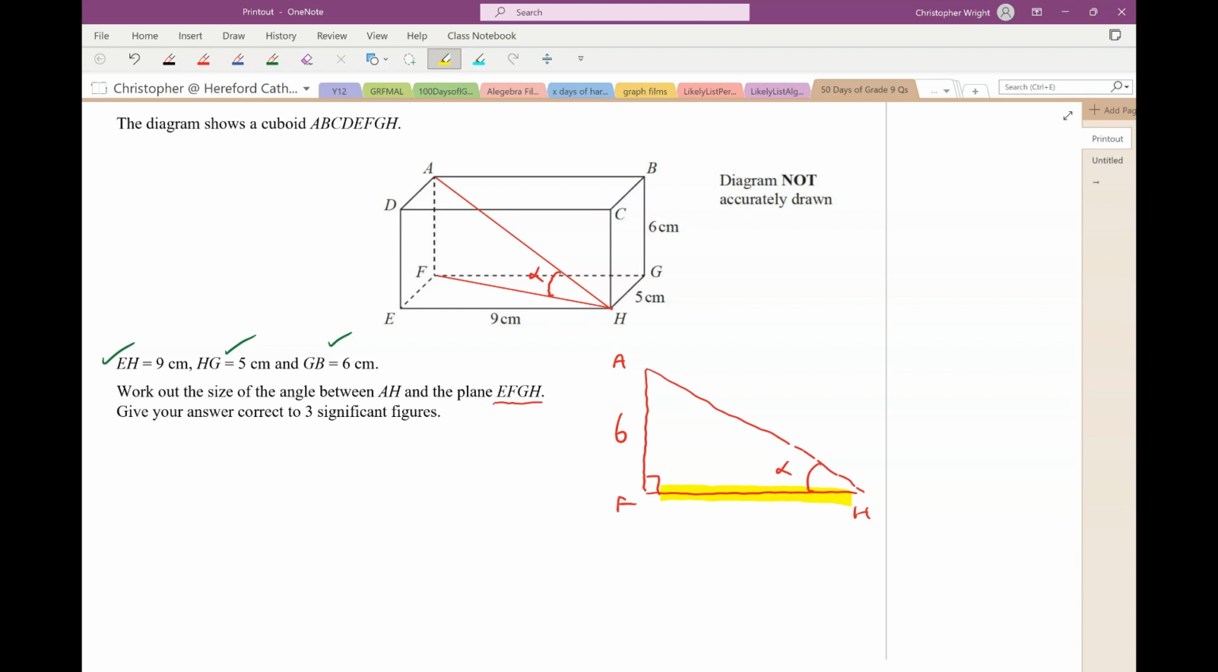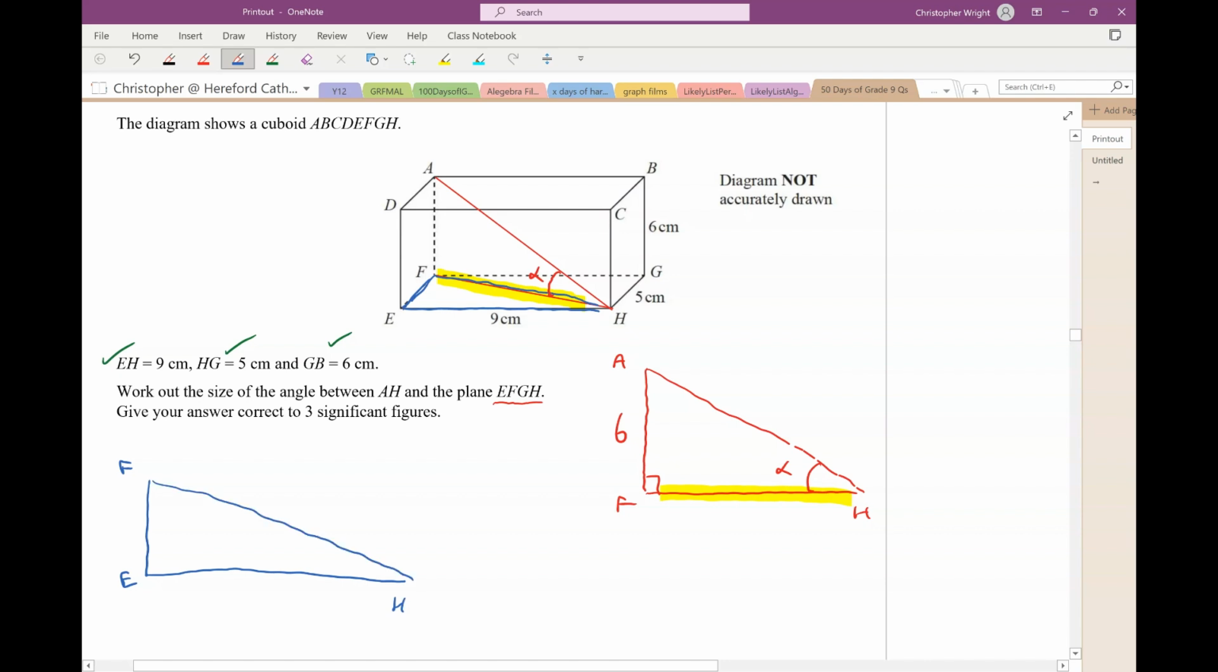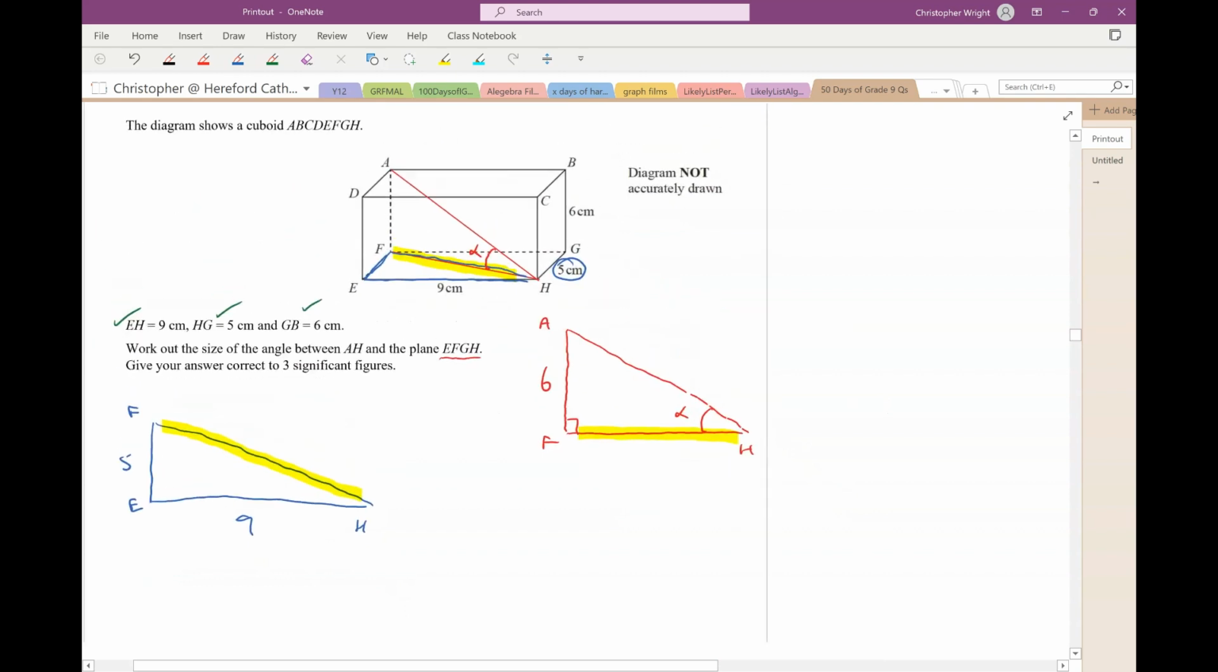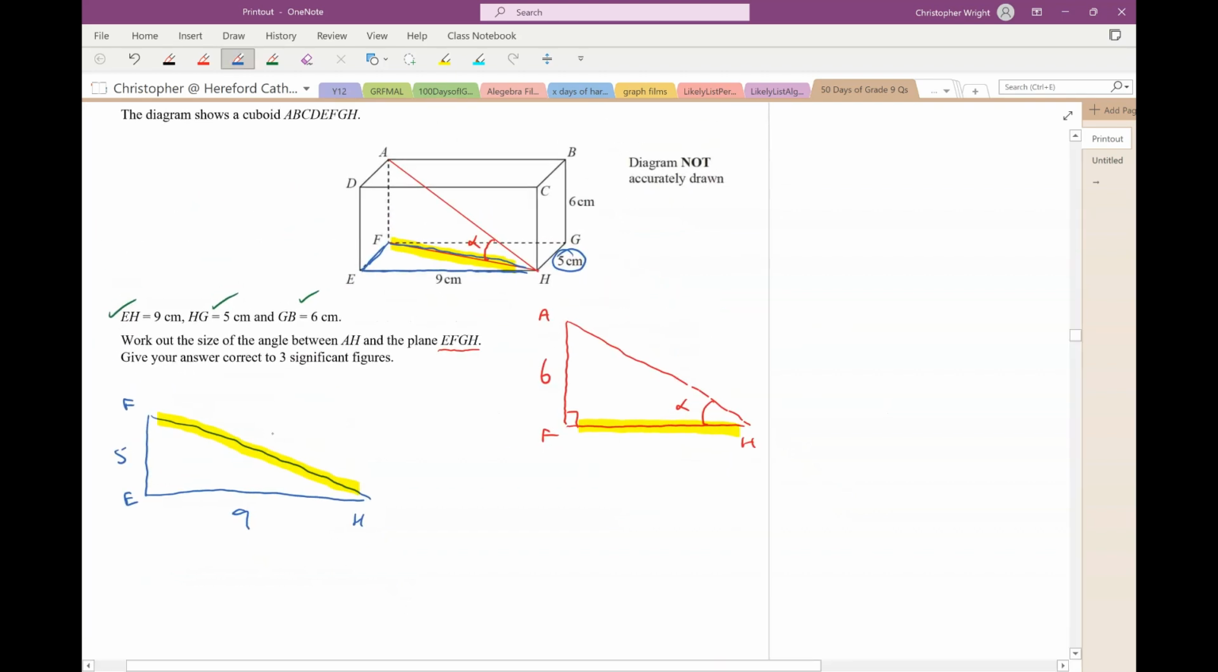Let's have a look at FH in the diagram here. Here it is. Can I find that by using this right angle triangle, the one that's on the base of the shape? Look at that. Can't I use that right angle triangle? Let's have a look. That's F to E, and then along to H. Now, what do I know about that triangle? I know FE is 5, isn't it? And I know EH is 9. So I can find this length here just using Pythagoras. Okay, brilliant. So I'm in business, I think. I'm going to call that X.